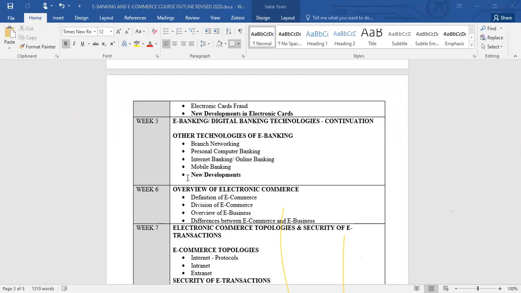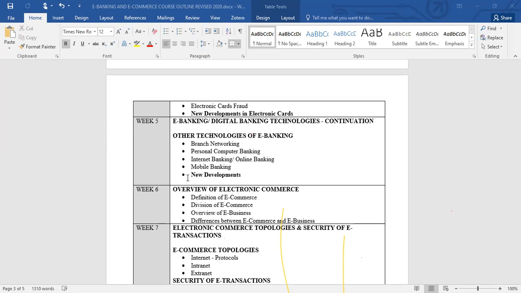E-business and e-commerce are not the same. One is within the other. So when we get to this point, we define what e-business is, what e-commerce is, and we'll look at which one of them is within the other. And we will consider the difference.